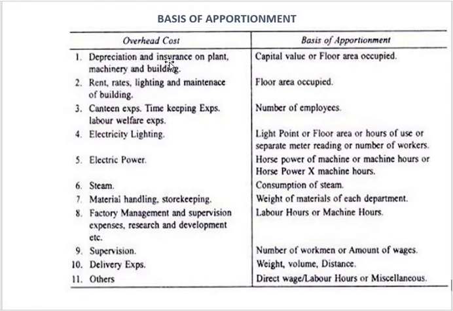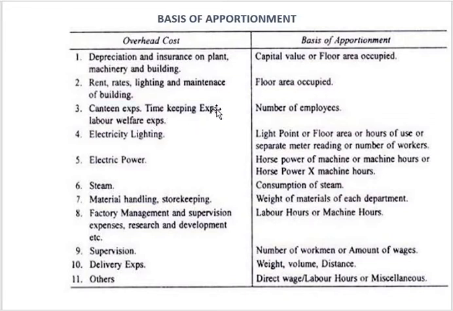So depreciation and insurance on plant, machinery and building. These expenses can be apportioned using capital value or floor area occupied. So capital value is nothing but the value of an asset. If the value of an asset is not available, then we have to see another basis of apportionment. And the second expenses we have rent, rates, lighting and maintenance of building. So these expenses are distributed using floor area occupied.